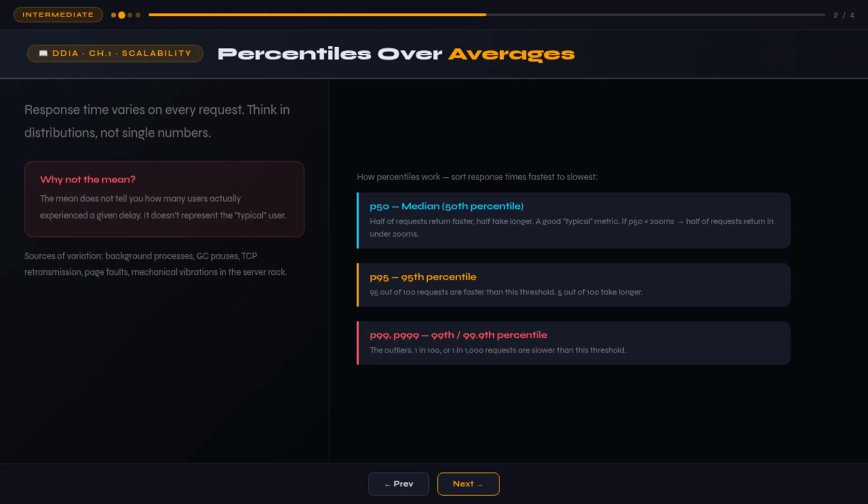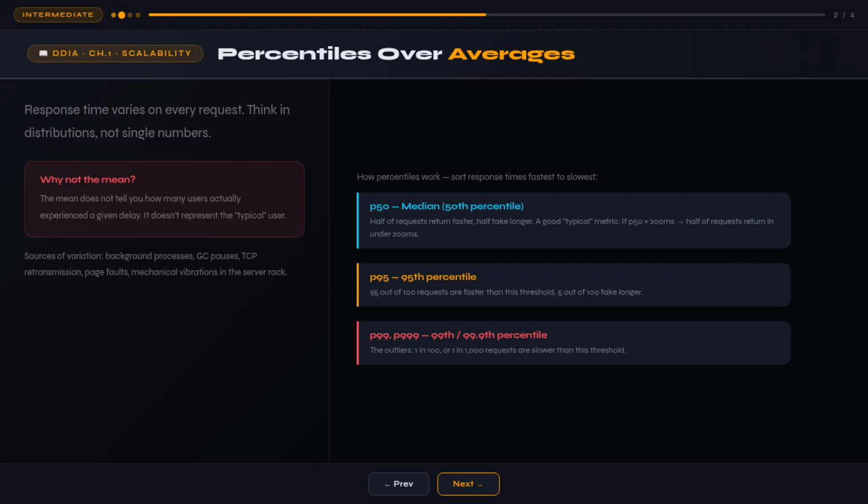Here's something fundamental. Even if you make the exact same request to the same server over and over, you will get a slightly different response time every single time. This is not a bug or a mystery; it's the nature of shared systems. A context switch to a background process might add a few milliseconds. A garbage collection pause might add tens of milliseconds. A network packet getting lost and requiring TCP retransmission can add significant delay. A page fault that forces a disk read. Even mechanical vibrations in the server rack have been measured to affect disk latency. These sources of variation are always present.